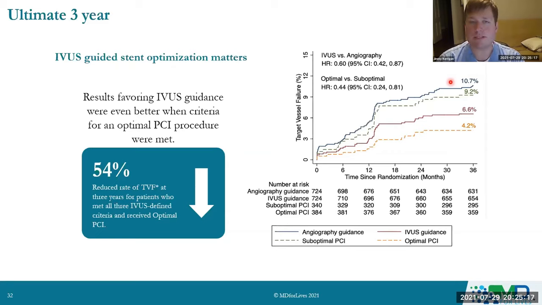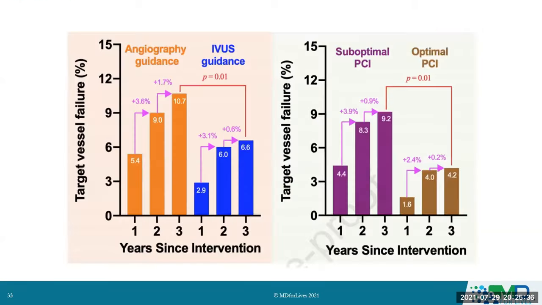And then a 10.7% chance at 3 years of a target vessel failure if no imaging is used at all. Again, I wonder if this is statistically significant or not. Probably not. So again, using it before, but checking your work after is important in order to reduce events for our patients. It reduces the chance of in-stent restenosis, stent thrombosis.